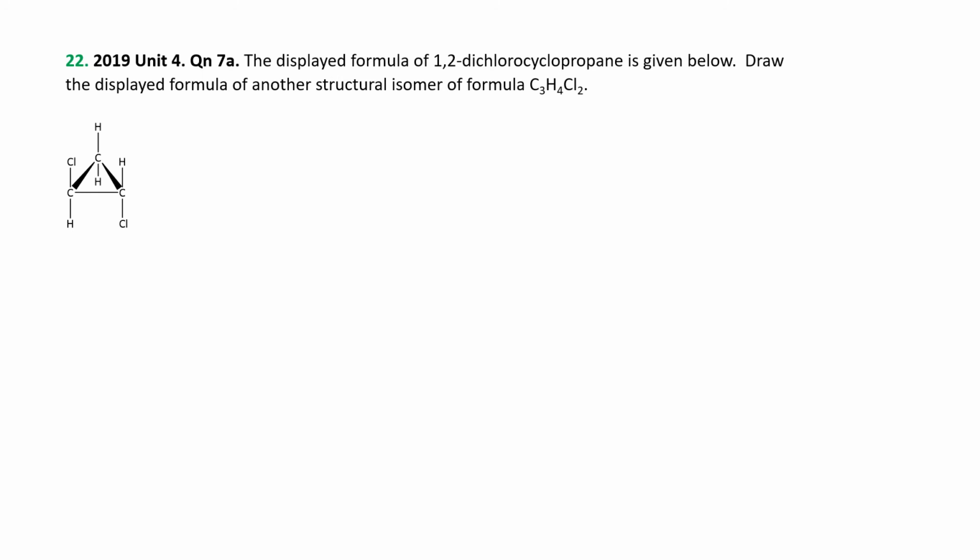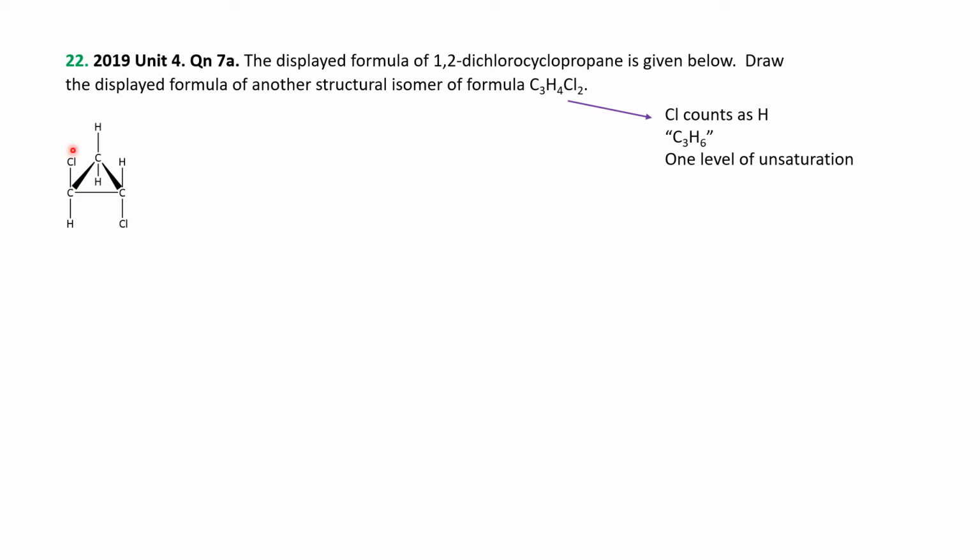Now this is a fun one. The displayed formula of 1,2-dichlorocyclopropane is shown below. Draw the displayed formula of another structural isomer of formula C3H4Cl2. Now we look at 3 carbons, and 3 carbons should have 8 hydrogens. This only has 4 plus 2 chlorines, which count as hydrogen for this, so 6. So there is 1 degree of unsaturation.